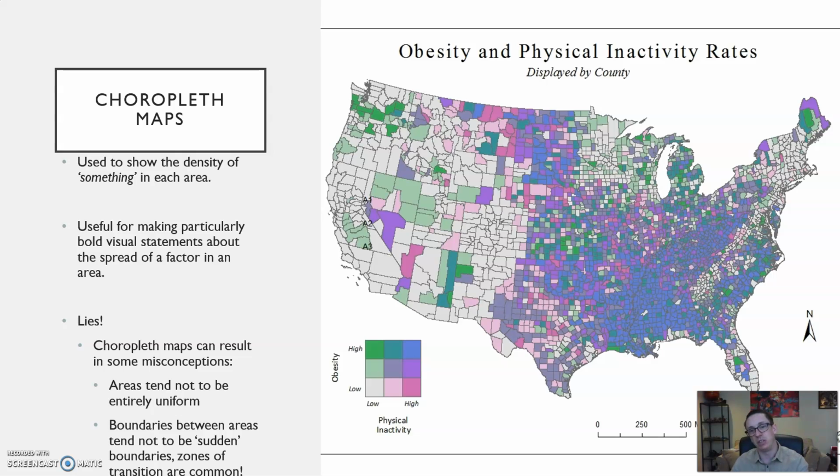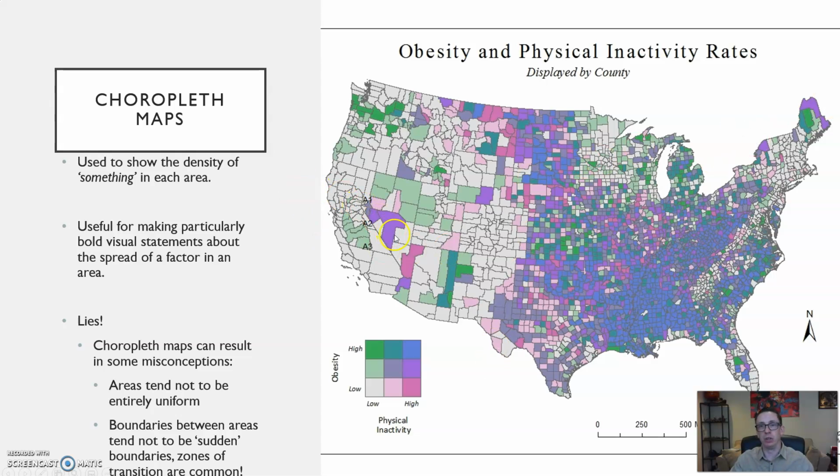However, we need to always remember, whenever we're looking at any representation of data, how it was created and what purpose it was created for. The chloropleth maps do have one kind of big flaw with them, in that they tend to make us think that an area is uniform, and that as you move out of that area, you get this really sharp change, this really sharp transition. You know what I mean?